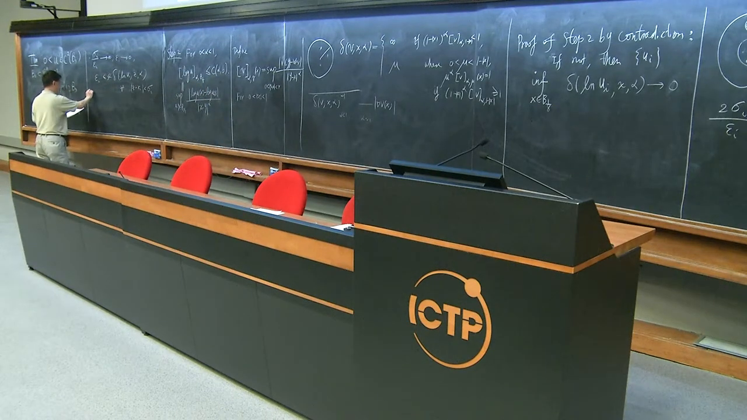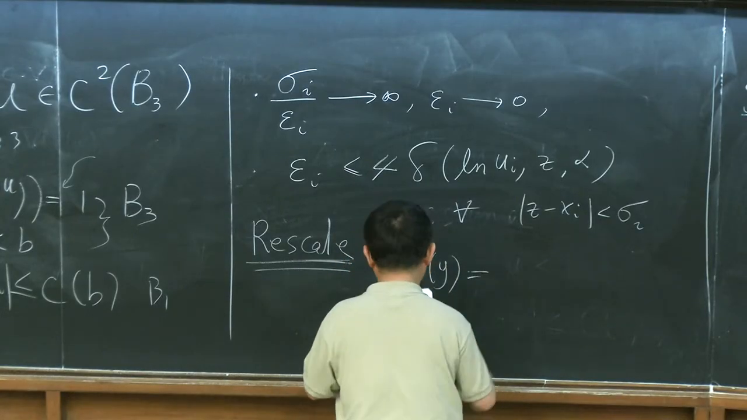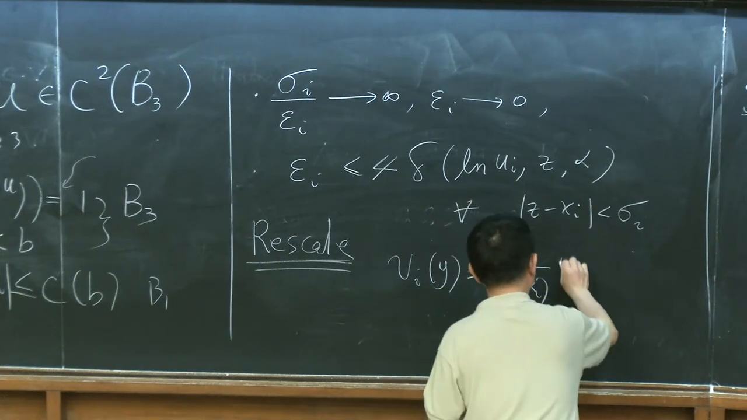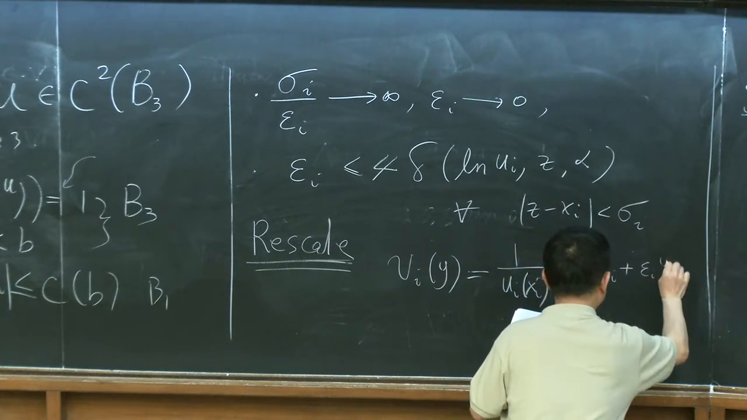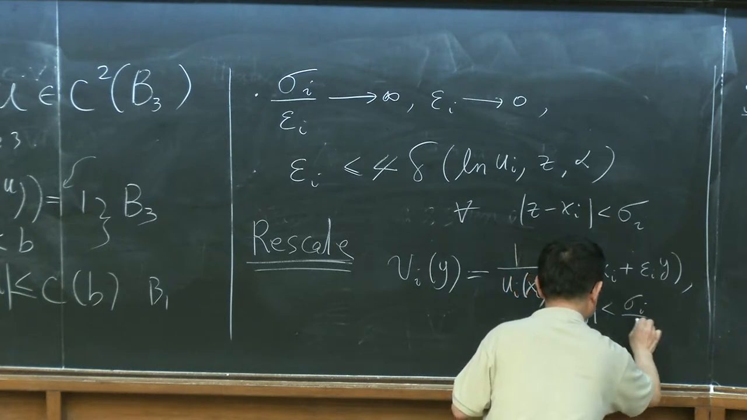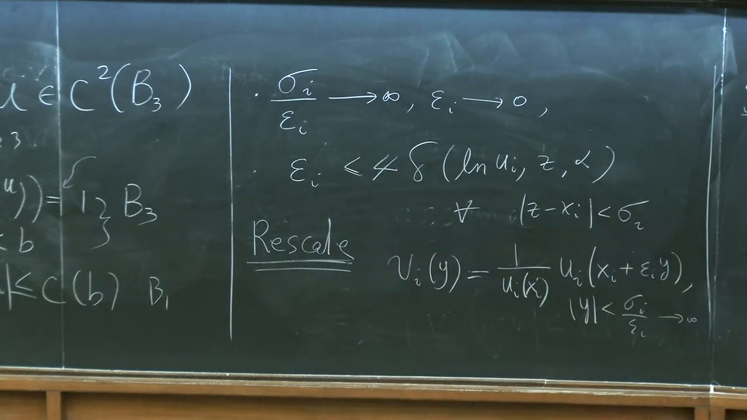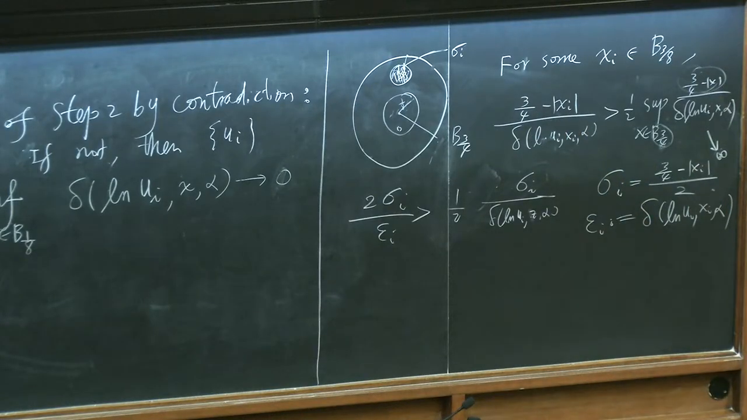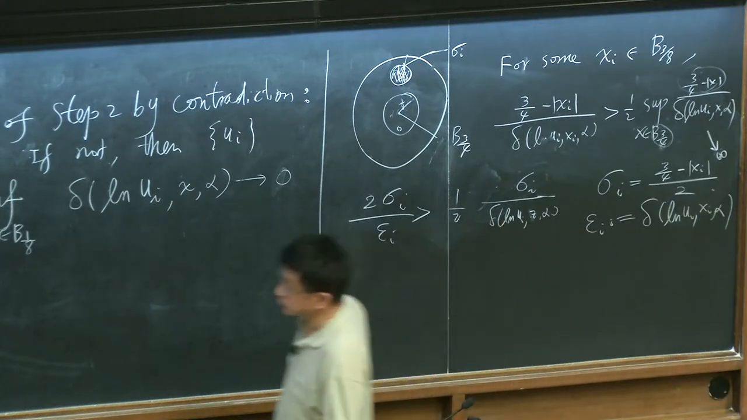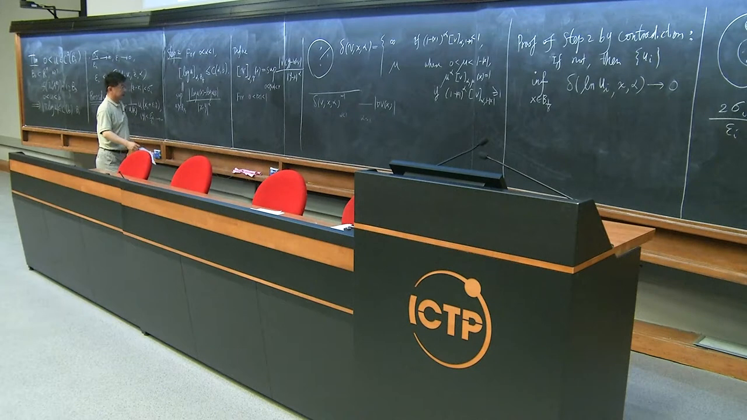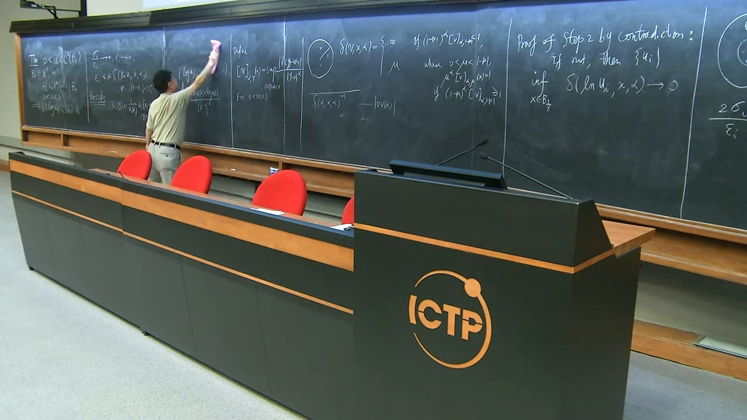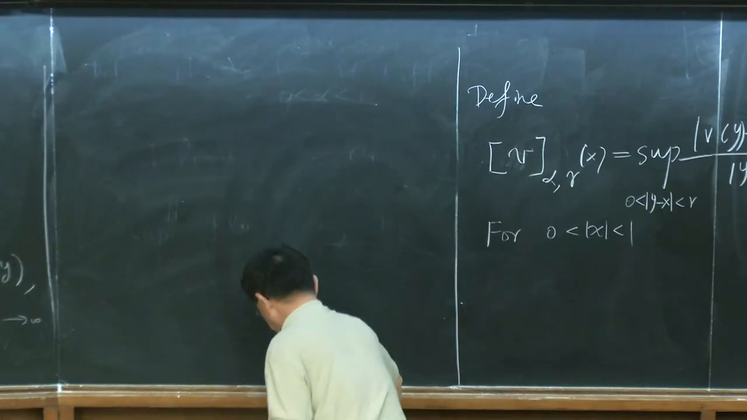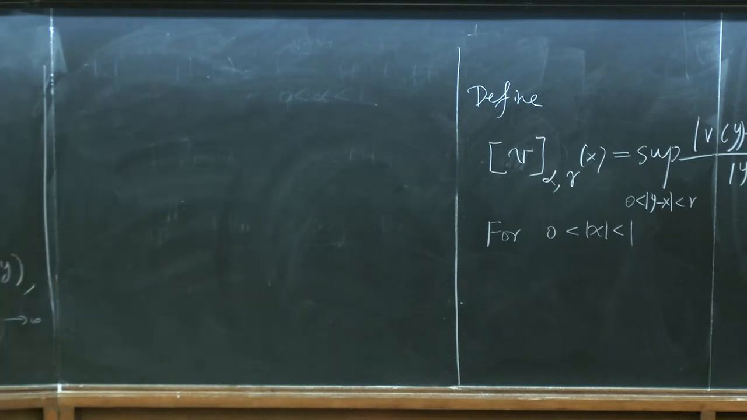So then we can rescale. So Vi of y equals 1 over Ui xi. So we enlarge this ball. So this little ball at the center is the maximum, almost a maximum. It's not exactly a maximum, but it's like a maximum. And this ball I enlarge, so I will get this. So this enlarged to a ball of this size, bigger and bigger.